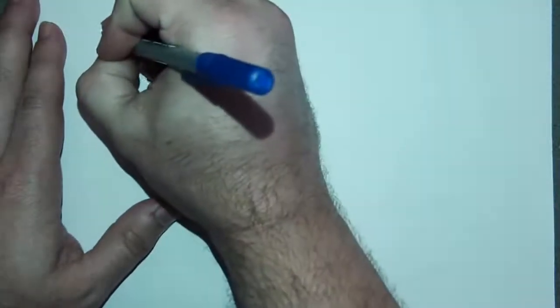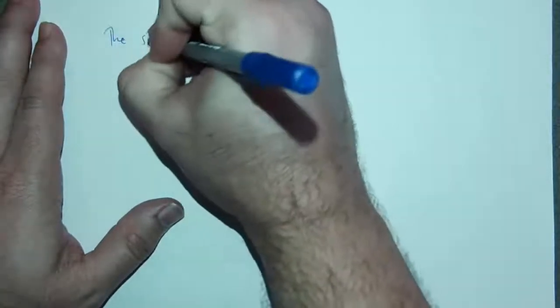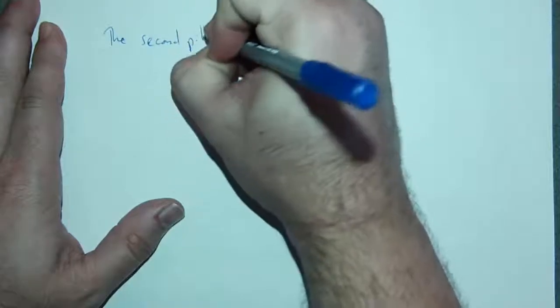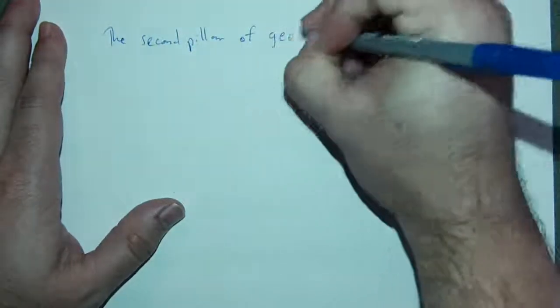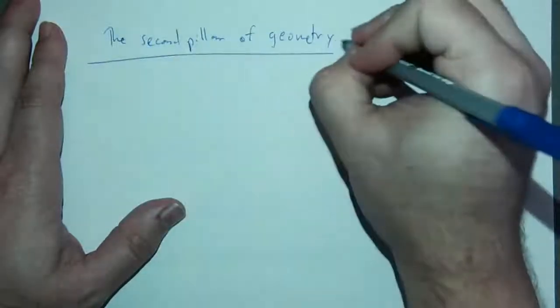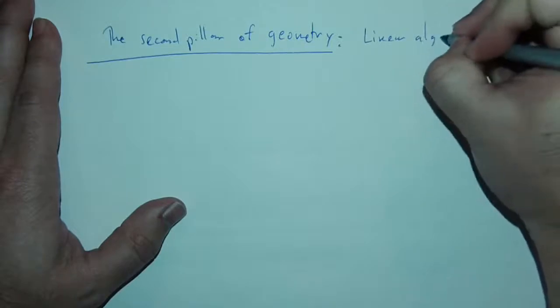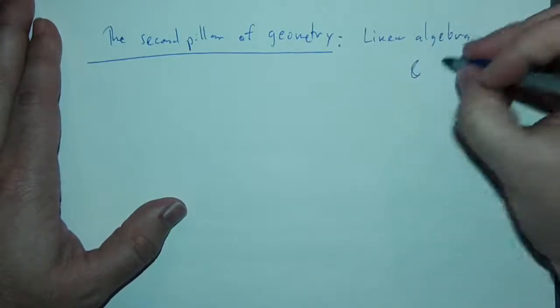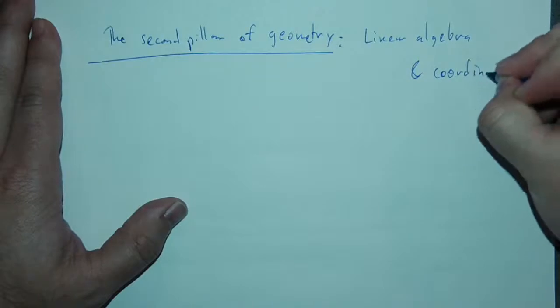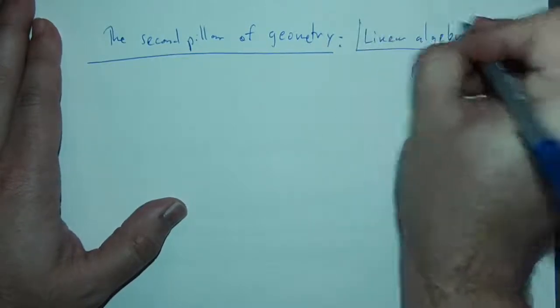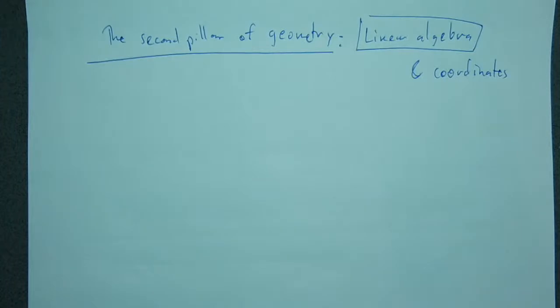Okay, so anyway, that's all the stuff from chapter 2. So now the second pillar, right? Our first pillar was compass and straight edge constructions, Euclidean geometry built up from axioms in this way. So now on to the second pillar of geometry. This is linear algebra and coordinates. Now this is wrapped up by just saying linear algebra because that includes discussions of coordinates.